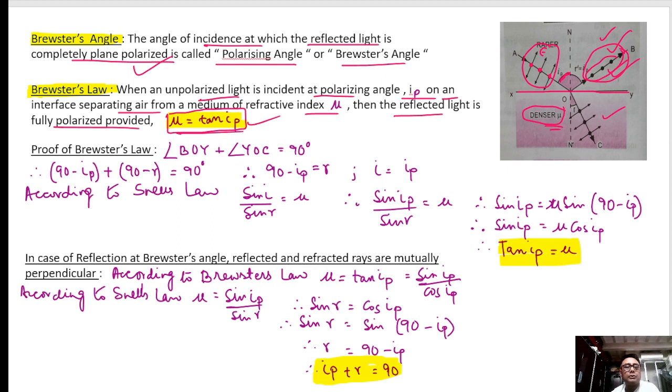So let us see the proof of Brewster's law. As you can see, this angle will always be perpendicular. In reflection, this angle is equal to this angle, and this is the refracted angle. This angle is always perpendicular. So I can write 90 minus IP, and 90 minus r equal to 90. So i equal to IP according to Snell's law. So here, please watch here.